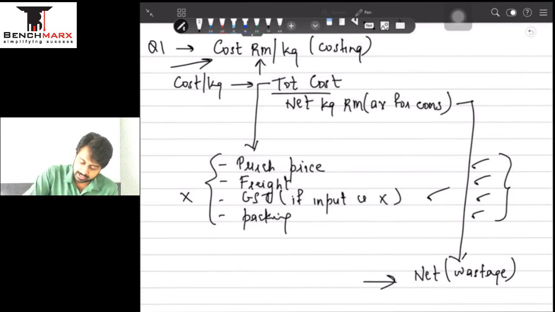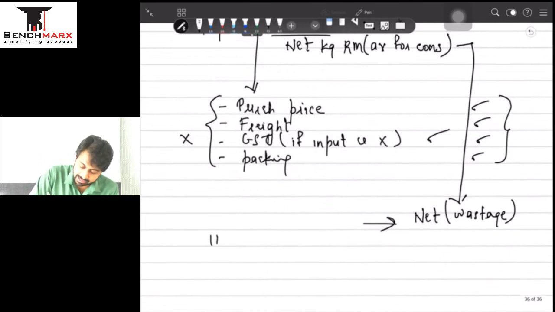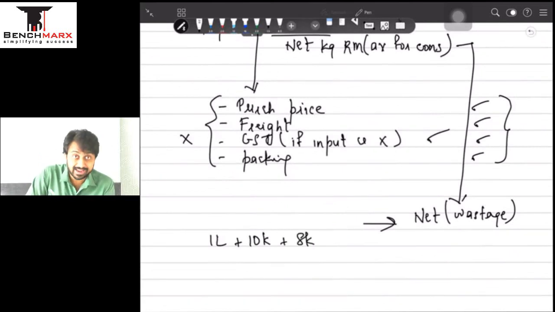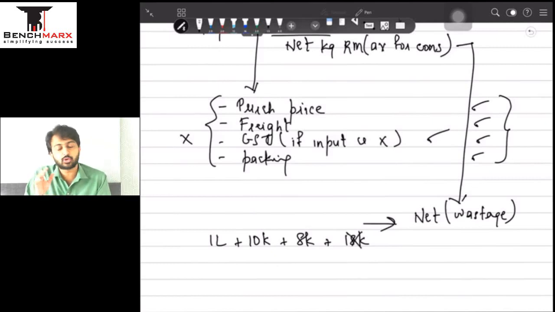For example, let's use numbers. If I have spent 1 lakh on the purchase, suppose I have spent 10k on the freight, suppose 8k on packing, and suppose say 18k on GST, then this 18k is going to be a cost if GST is not refundable or input credit is not available. If input credit is available, then this GST will not be a cost. Generally the question mentions that input credit of GST is available. Right, this is my total cost.